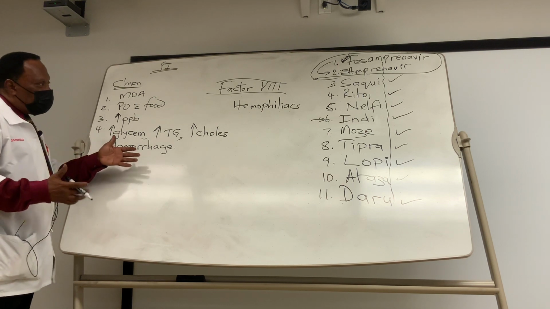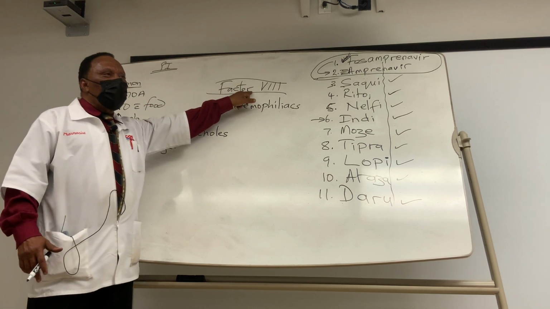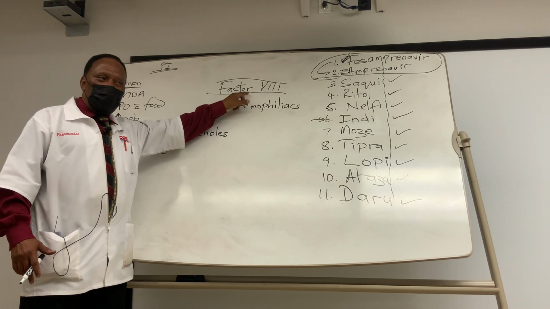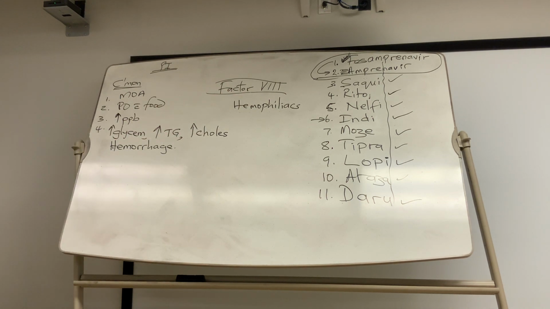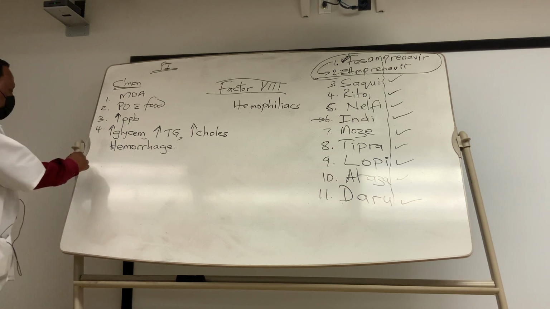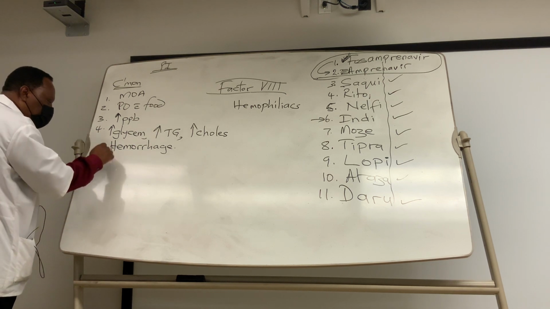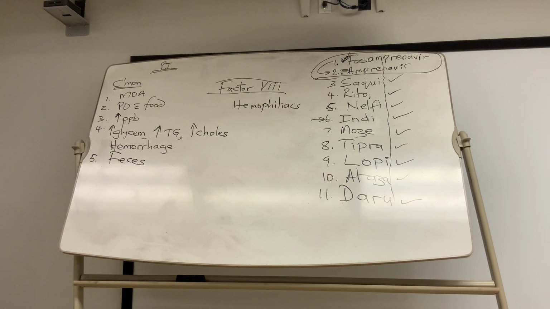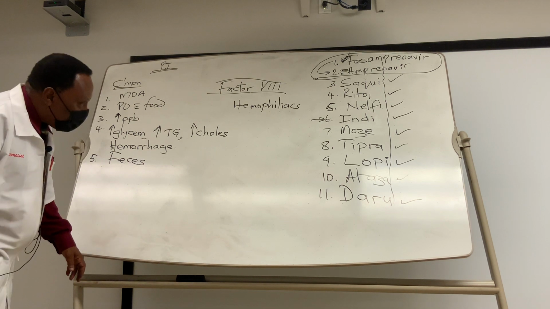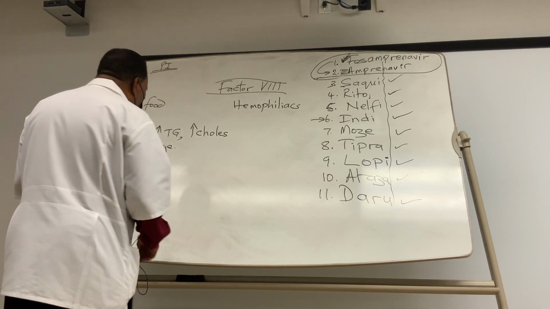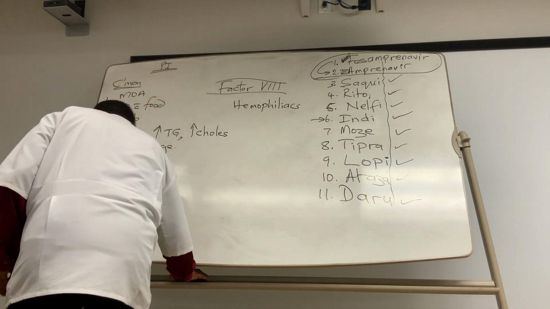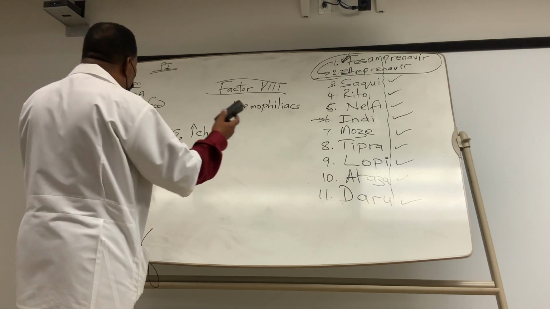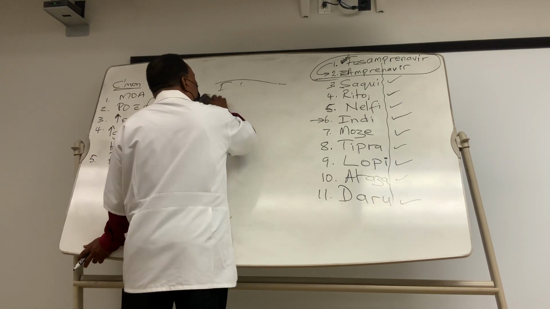If it's still necessary, you can give them as long as you give factor 8 along with the drug to replenish factor 8. And again here, the primary route of excretion for the PIs is the feces. So you see that with those agents. Alright, so those are things that are common to them.